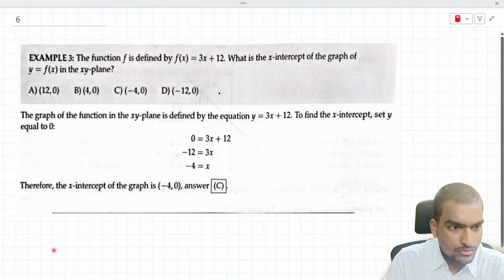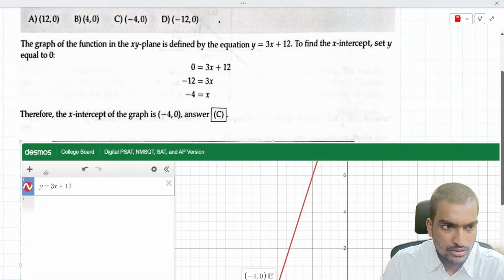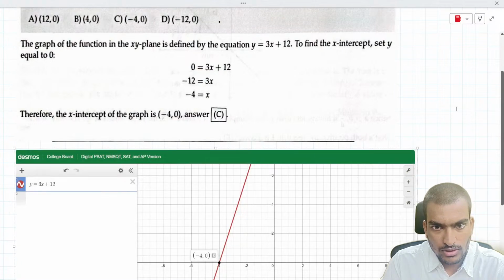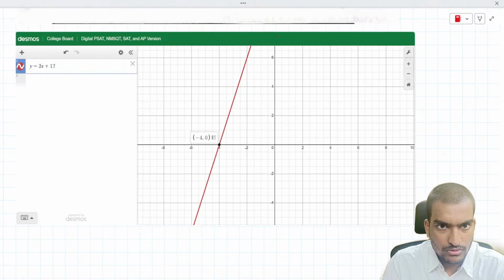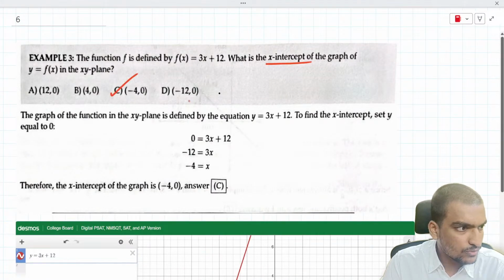Yes, so hope you understood. Let me know if this is clear in both ways. It's better to go with math only instead of going with this Desmos thingy. Even with the help of Desmos, you just have to check where it is crossing the x-axis because you are looking for the x-intercept, and you get negative 4, 0.